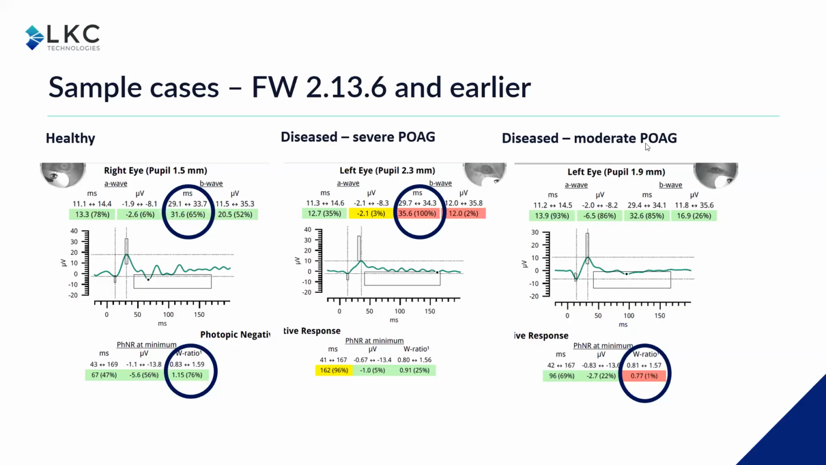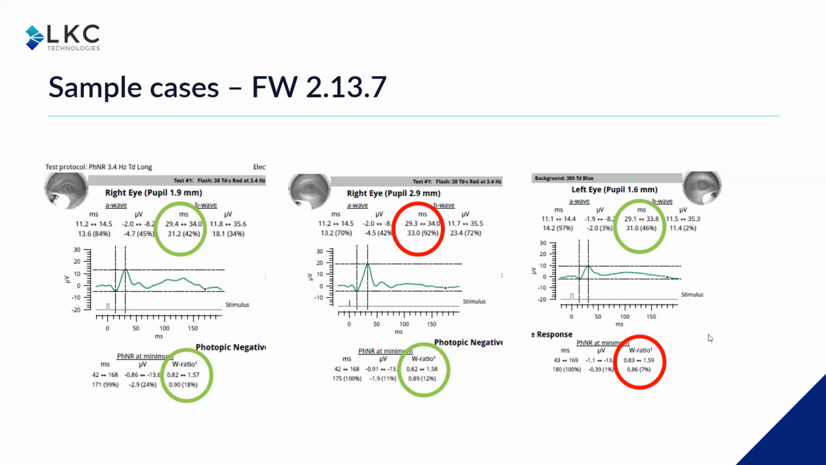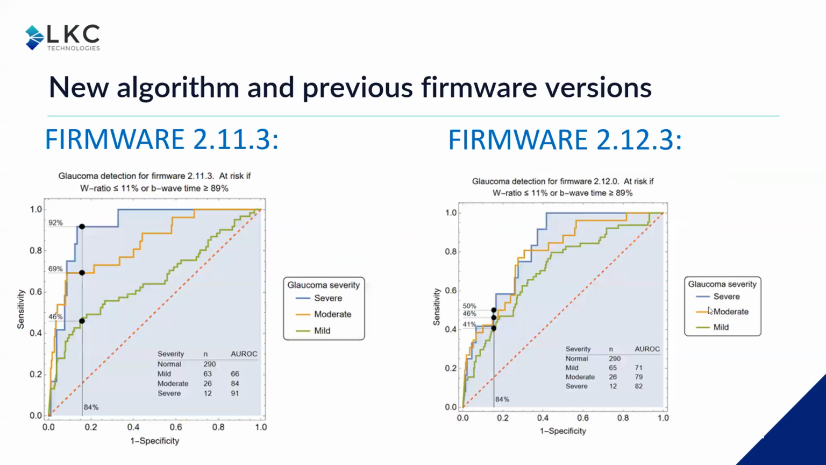Here is another example, a moderate open angle glaucoma patient, W ratio 1%, equal to or less than 11, but the time within limits. The new report, as I mentioned, will have no colors. Now healthy subjects. Here we have one example where we have 92%, which is equal to or more than 89%, W ratio within the limits, again, either or. And another example when the W ratio is only 7%, but the time is within limits.